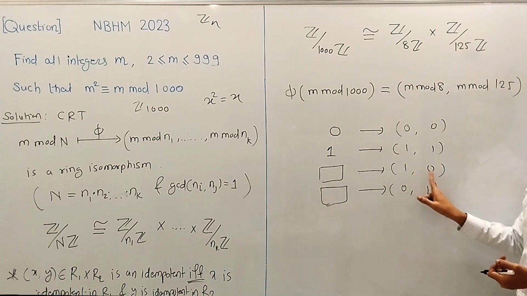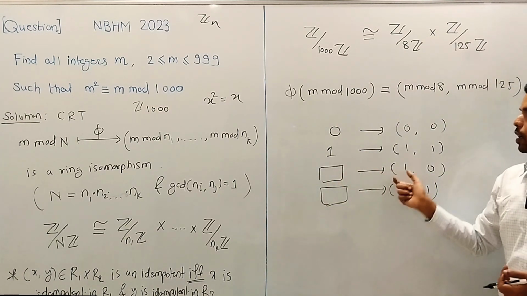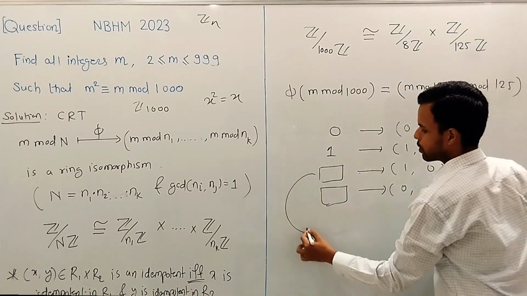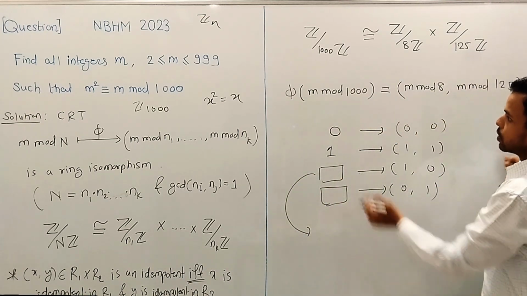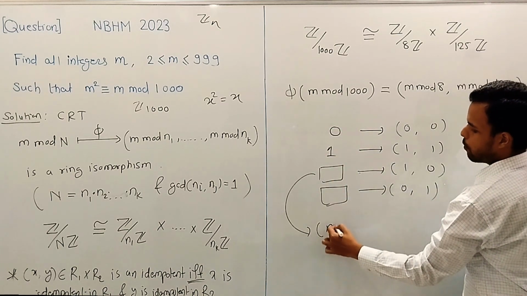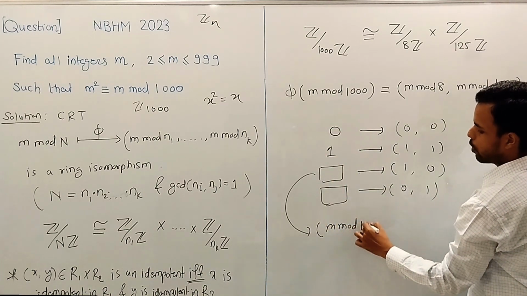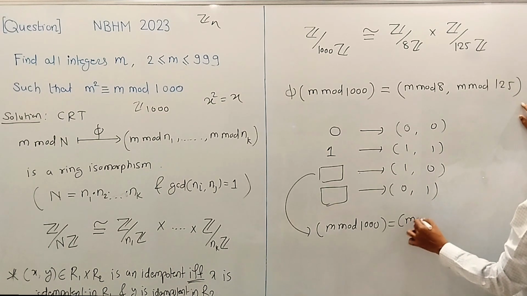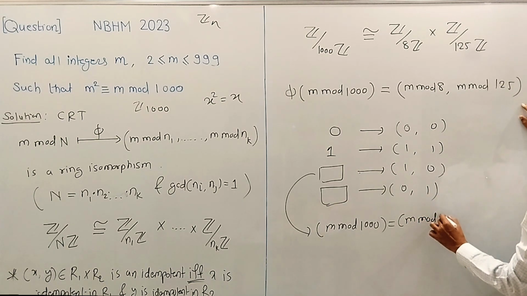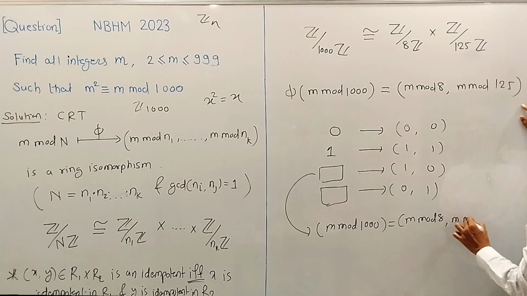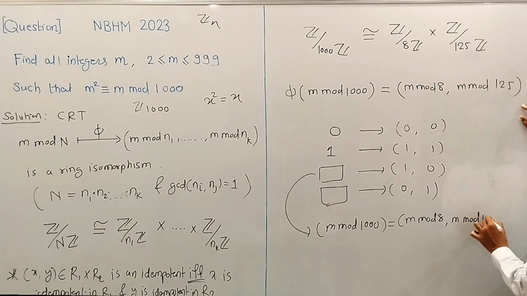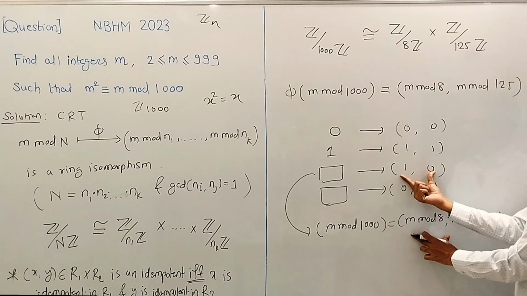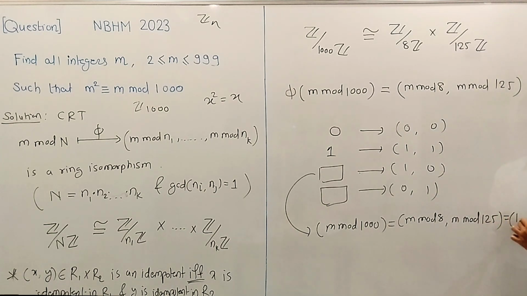Now let's find the pre-image of this. The mapping is this, so I am writing it for this case. Here m mod 1000 maps to (m mod 8, m mod 125), and this result is equal to (1, 0).